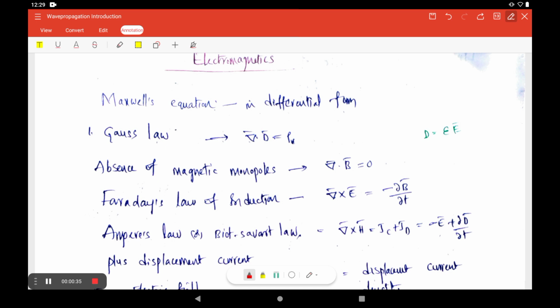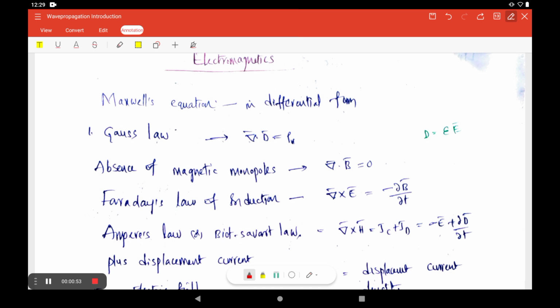So this video is definitely very helpful for you to understand the concepts of electromagnetic theory. So let us begin the concept. Before entering into the wave equations, the analysis of the wave equations starts from the basic Maxwell's equations.